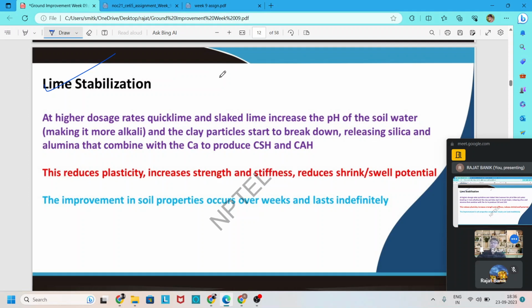So also it is said that it reduces the plasticity, increases strength and stiffness, and reduces the shrinkage potential of soil during the application of this lime. And improvement of the soil occurs over weeks and lasts indefinitely. That means the strength gain of the soil improves day by day. In the first day, X amount of strength is increased. We can say if the strength is 10 kPa, it is increased in a few days.